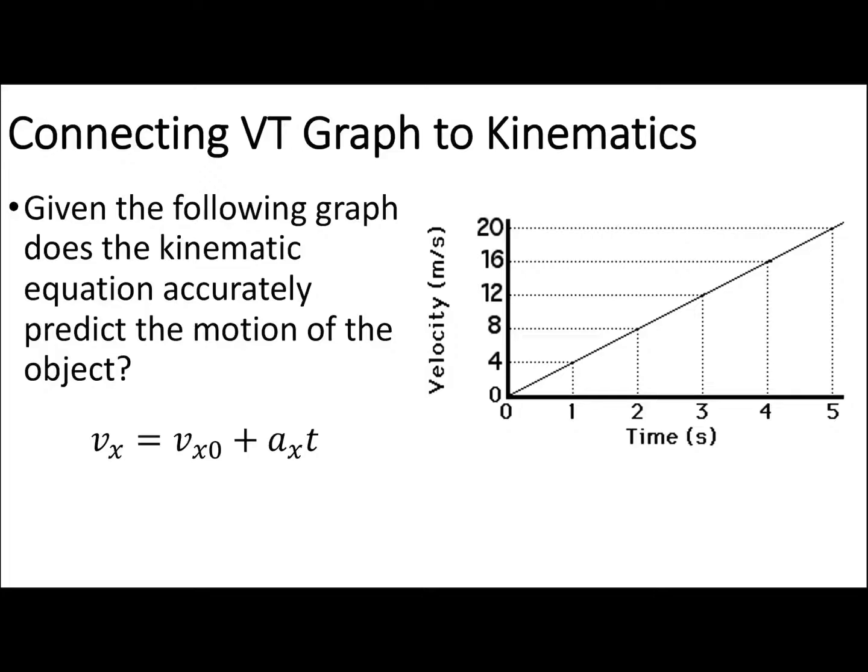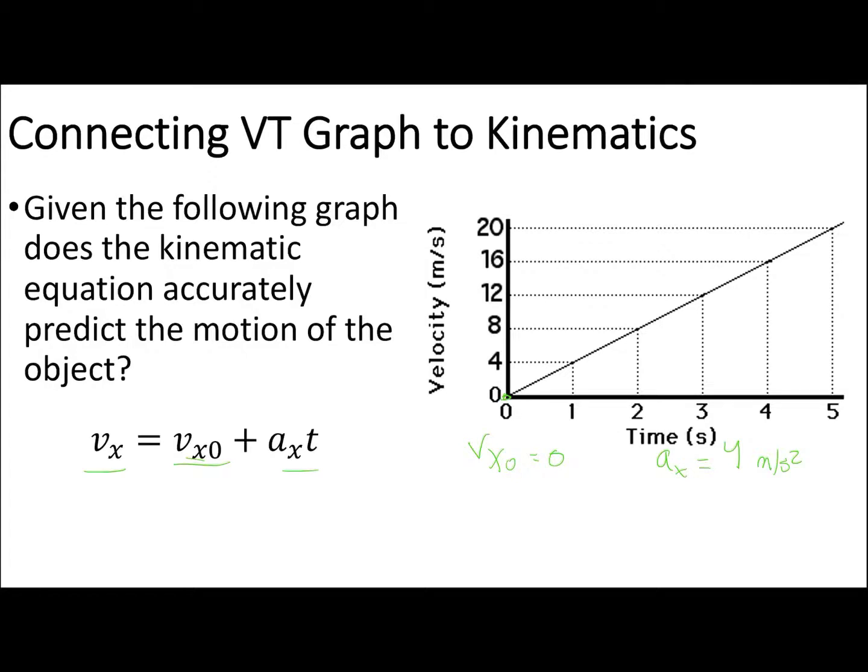So take this graph for instance. Does the kinematic equation accurately predict the motion of the object? We have this kinematic equation that Vx equals our initial velocity plus the acceleration times time. Well, do I have this information from this graph? This tells me that my initial velocity, Vx naught, is equal to 0. It also tells me what my slope is. Ax is just going to be my slope, which in this case I could take any of them. It's just going to be 4 meters per second squared.